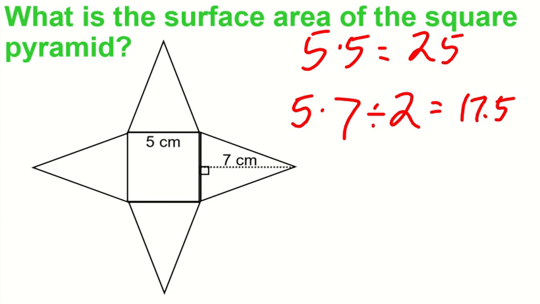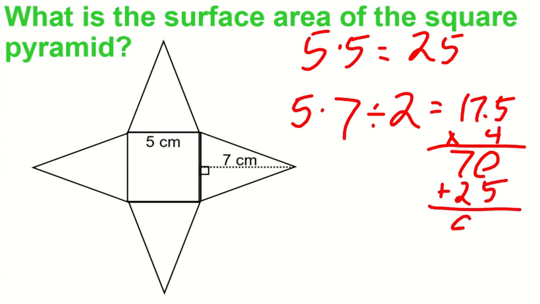How many triangles are there? 4. So you could add that up repeatedly or, again, with a calculator, you could just multiply that. When you multiply that, you get 70. And then like I said, you just add it together. The 4 triangles plus the square, 70 plus 25, gives us that 95. Okay? Any questions on that?